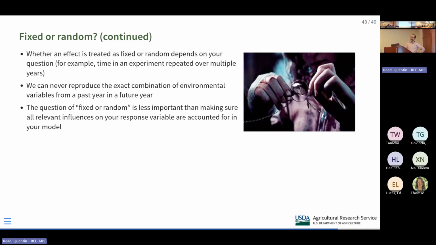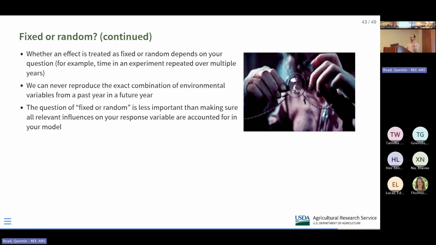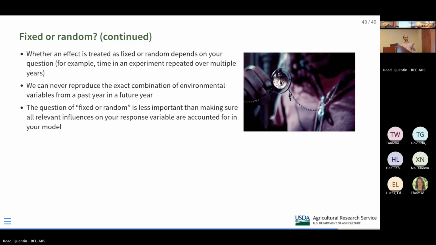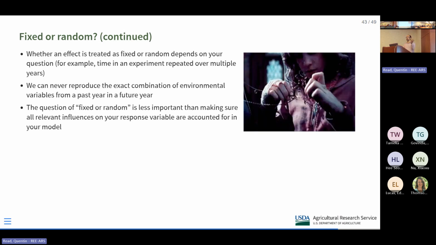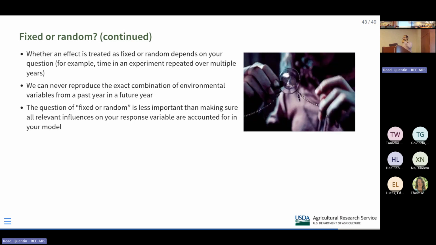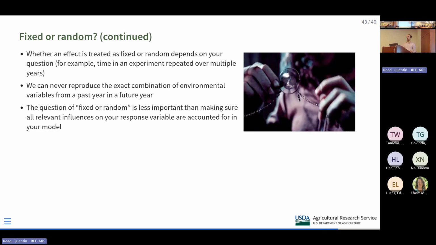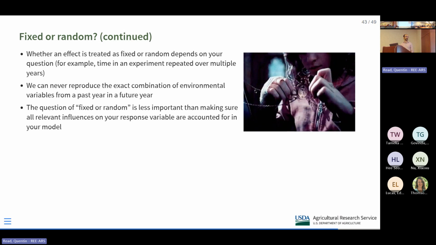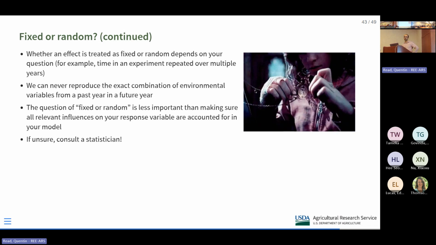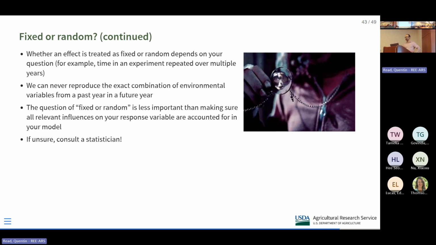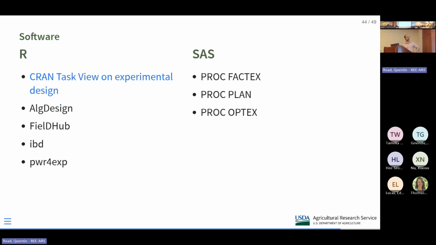But to me, the fixed versus random thing is not the most important thing. The most important thing is to make sure that your statistical model includes all the things you think are relevant or that might affect the thing you care about, so that you can more precisely estimate the thing you do care about. And if you're not sure, please talk to me or another statistician. I know you have other statistical folks here that you can consult with.